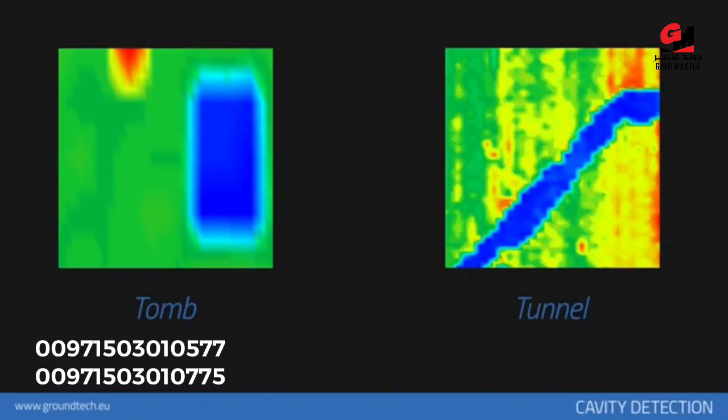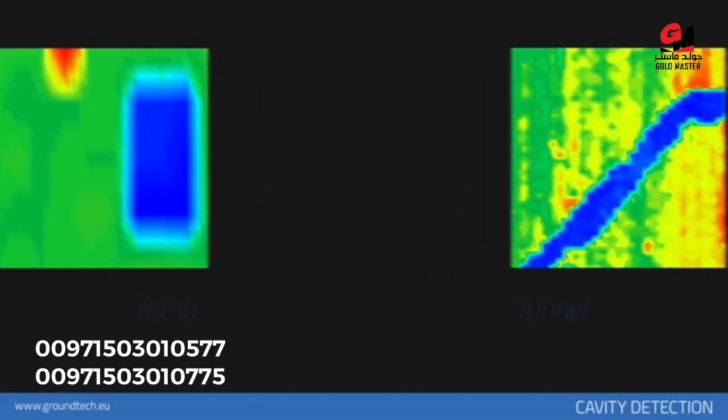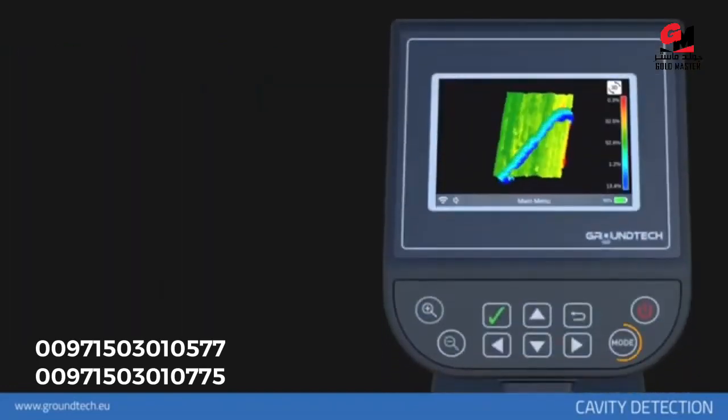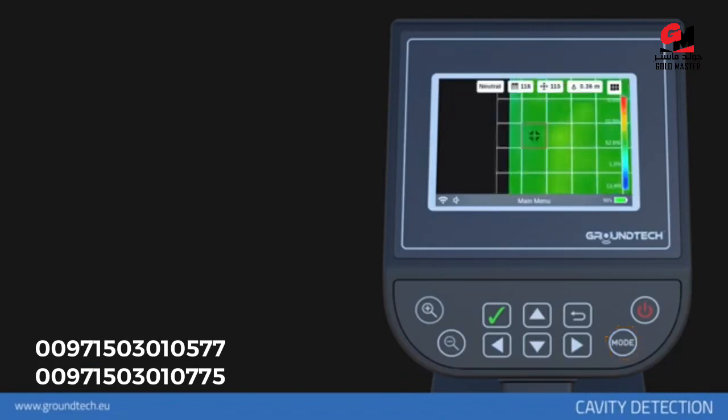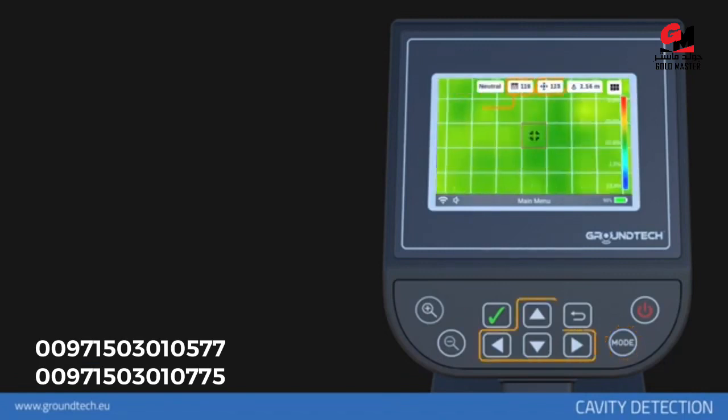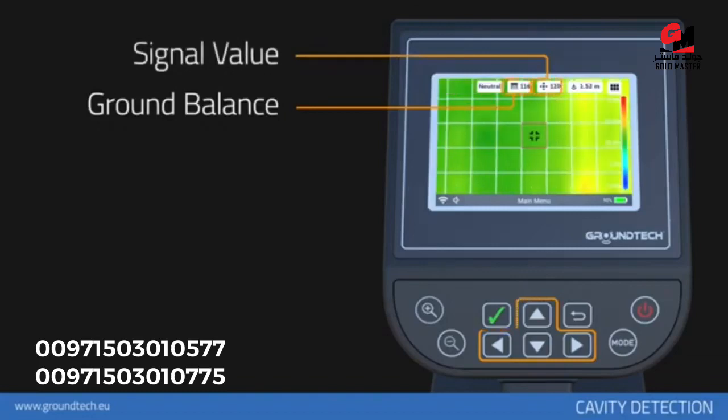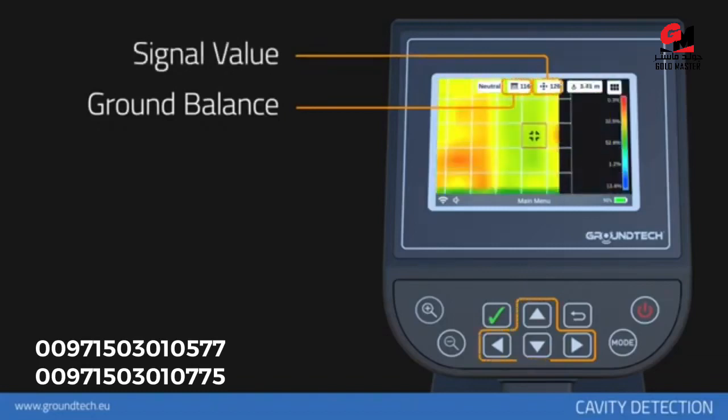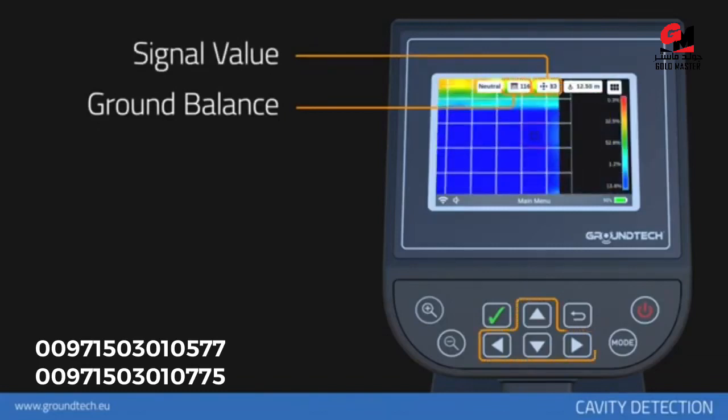What you are searching for must have a distinctive shape and form. For example, if you are searching for a structure that resembles a tomb, the blue area on the graph should be rectangular and the size of a tomb. In order to see this numerical value, you should switch to the Scanning Details feature in the 3D Viewer function. When you go around the graph with direction buttons, you can see the soil balance value and numerical value of the selected point on the top bar.